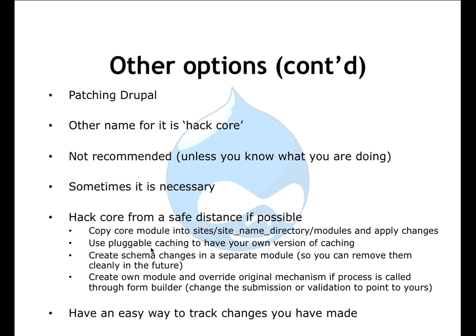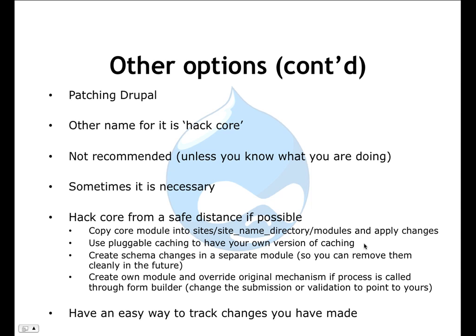So if you're going to be changing one of the core modules, I would suggest copying that module into sites/all/modules, then applying your changes there. So in that case, you're only overriding the core module. You're not explicitly changing the original one. You can use pluggable caching to have your own version of caching. So as opposed to making all of your changes in that cache include file, roll your own.